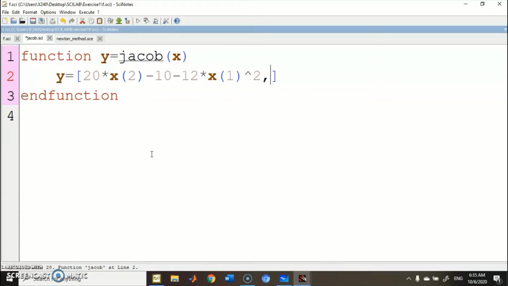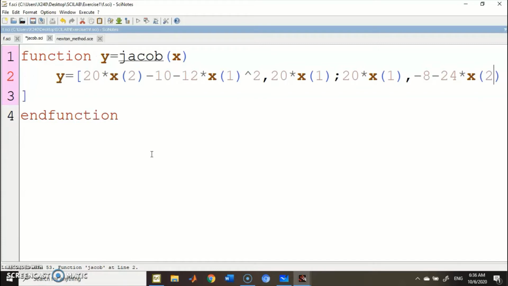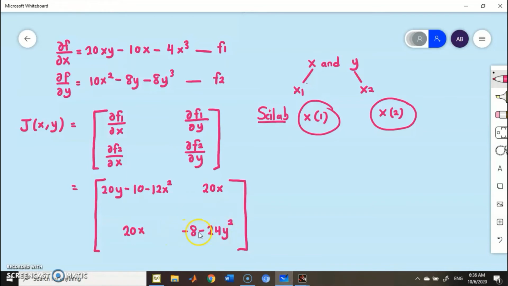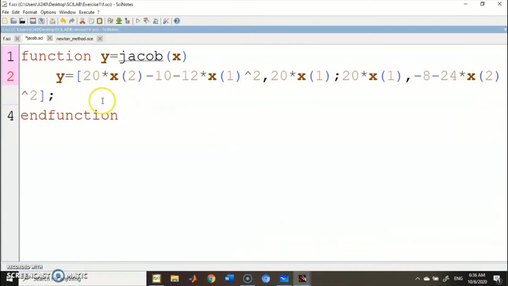Separate by a comma because it is a 2 by 2 matrix. So we have 20 times x1, and then a semicolon to go to the second row: 20 times x1, comma for the next column, minus 8 minus 24 times x2 squared. Okay, so this is my Jacobian. Let's check. We have written minus 8 minus 24 times y2, which is x2 squared. Okay, nice.